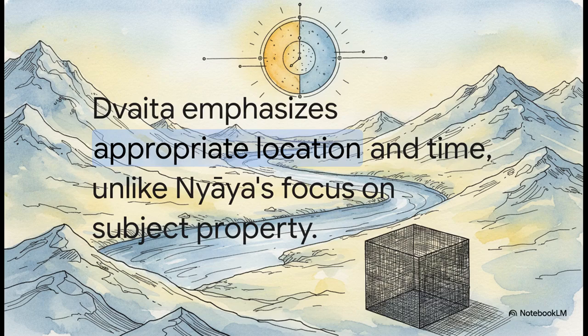Now, here's where it gets really interesting. Dvaita logic actually separates itself from other schools of thought here, like the Nyaya school. You see, the Nyaya school focused strictly on paksha dharmata, meaning they were hyper-focused on a property existing only within a very specific subject right in front of them. But Dvaita logic zooms out. It emphasizes samuchita desha, appropriate location and time. Why? Because Dvaita recognizes that these universal invariable rules can actually stretch across completely different places and times. Logic isn't always confined to just what is right in front of your nose.